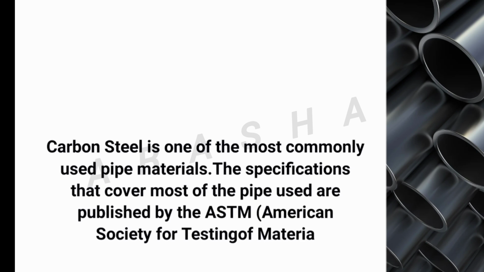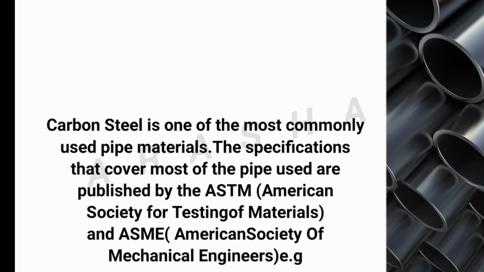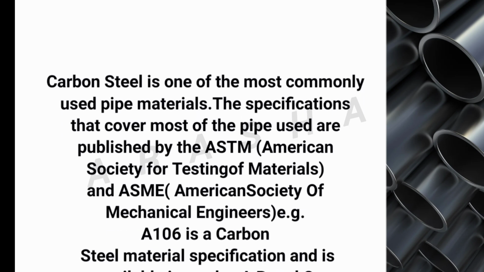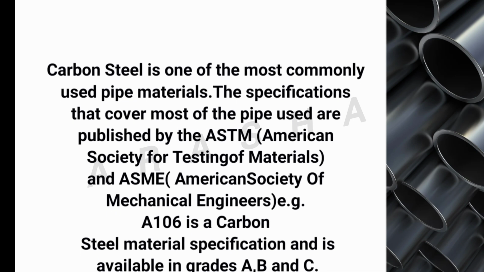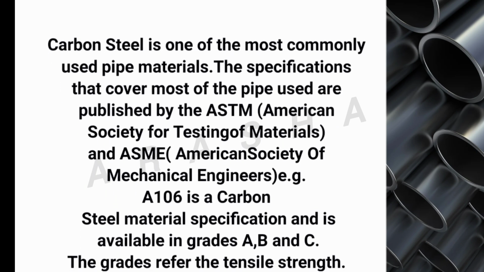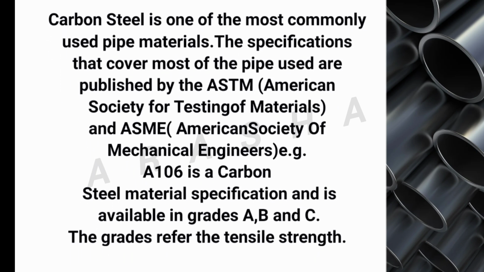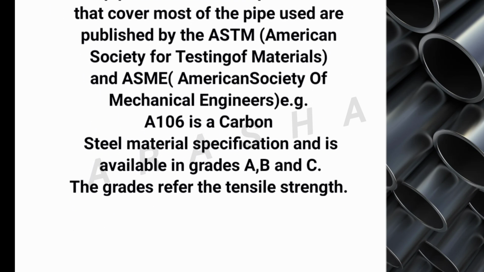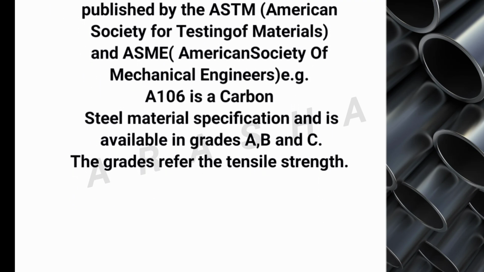The specifications that cover most of the pipe used are published by the ASTM, American Society for Testing of Materials, and ASME, American Society of Mechanical Engineers, e.g. A106 is a carbon steel material specification and is available in grades A, B and C. The grades refer to the tensile strength.